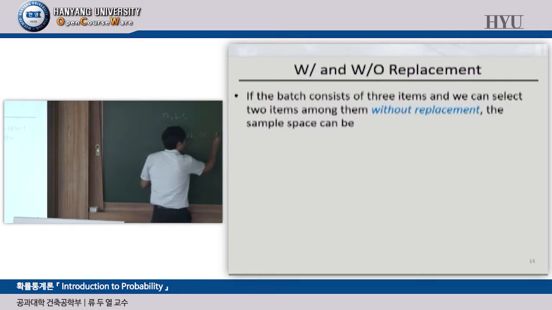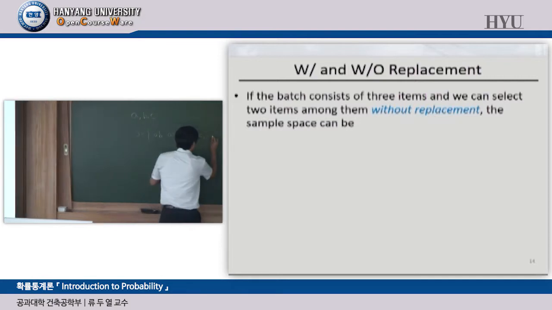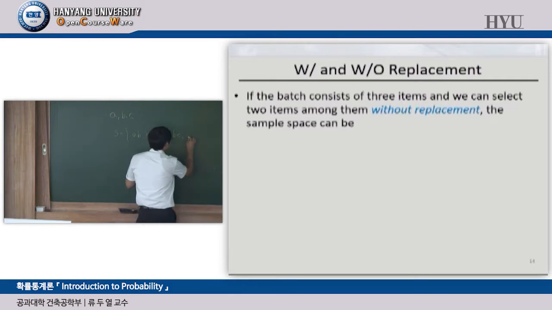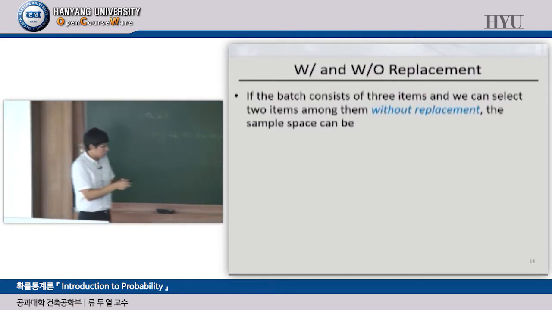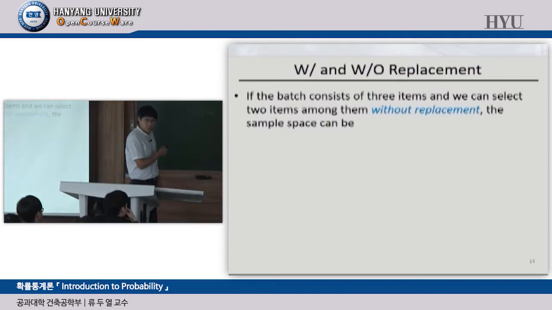And also we can select the B item at the first time, right? And this can be BA or BC. And BB cannot be included in this sample space because there is no replacement. And in the case that we select the C item at the first time, there are also 2 items. So this is the sample space for the first case, okay? And this is also a discrete system.